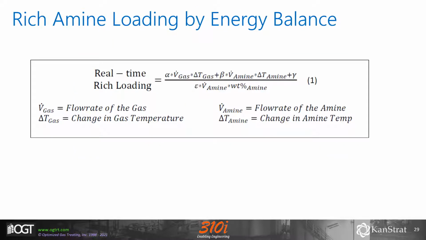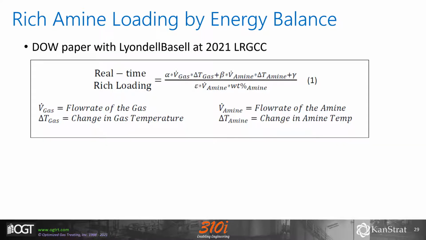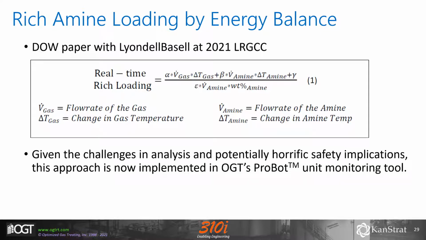One method for coming up with real-time rich loading measurements comes from a paper that Dow recently did with LyondellBasell, whereby using the volumetric flow of the gas and the amine coming in and the delta T of the gas and the amine, you can get a rich loading. This offers some potential benefits to validate your plant measurements, or if you don't have a plant measurement, to infer what that loading is. We decided to validate by testing and fitting this equation using the ProTreat simulator.